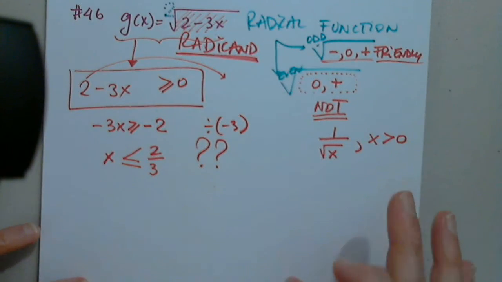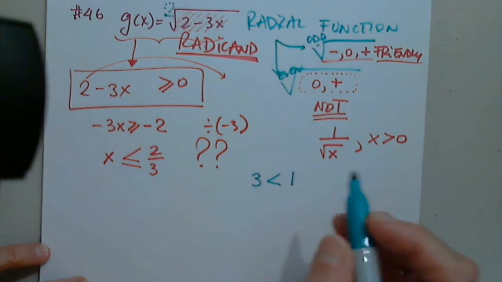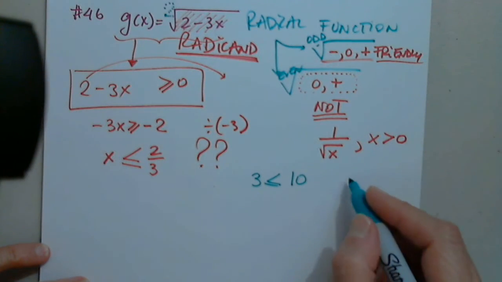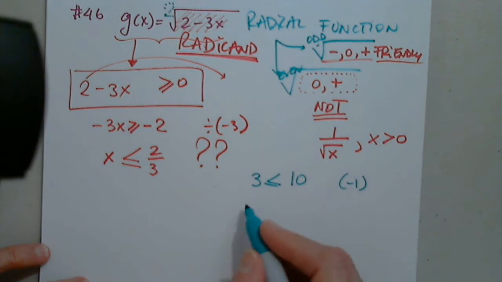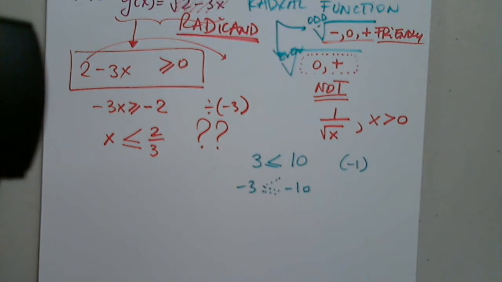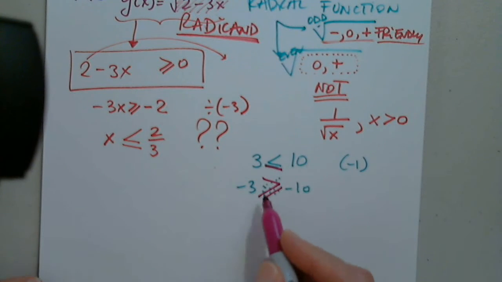Okay, so the question is now, why do I have to flip the sign? For some of you who don't remember that, is 3 less than 10, let's say, or less than or equal to, it doesn't matter. Let's say I decide to multiply both sides by negative 1. Can I still keep this symbol? Is negative 3 smaller than negative 10? No. So that's the reason why every time we multiply or divide both sides of an inequality by a negative number, we have to flip the symbol.